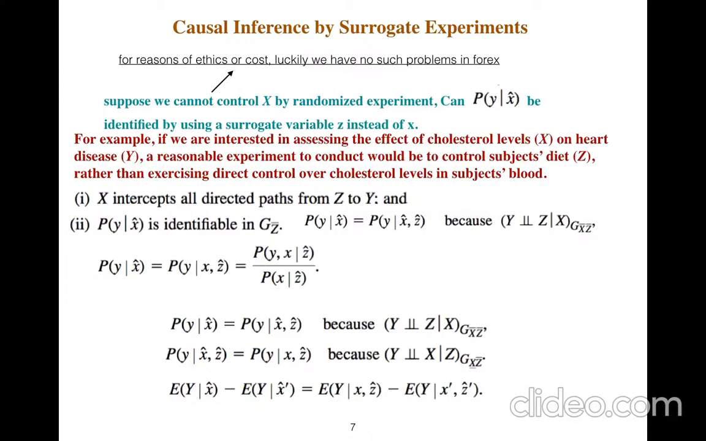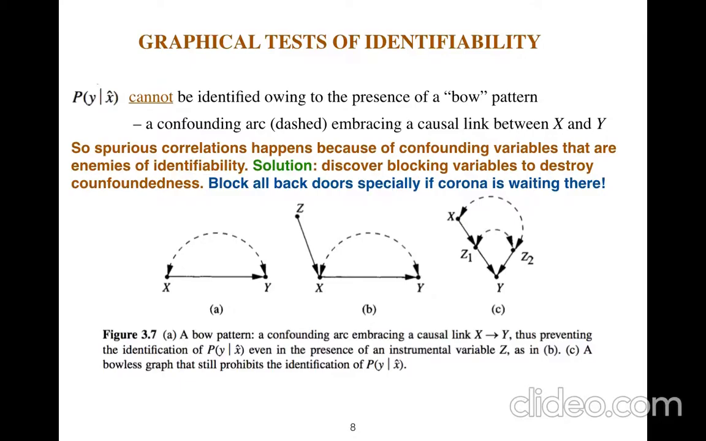Sometimes, for reasons of ethics or cost, we cannot do it, so we create a dummy variable. Fortunately, in Forex and financial markets, there is no reason to do that because there is no cost or ethics issue. P(y | x hat) cannot be identified owing to the presence of a bow pattern, because you have a confounding variable that creates spurious correlations. Spurious correlations happen because of confounding variables, which are enemies of identifiability.